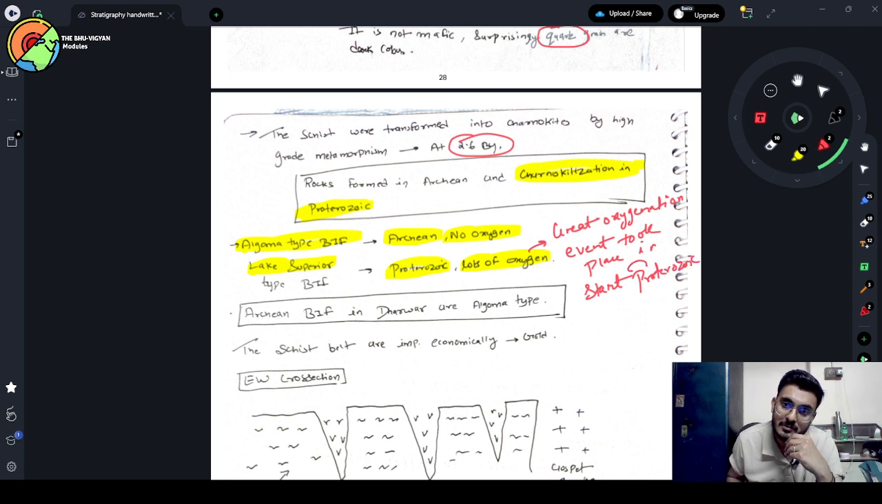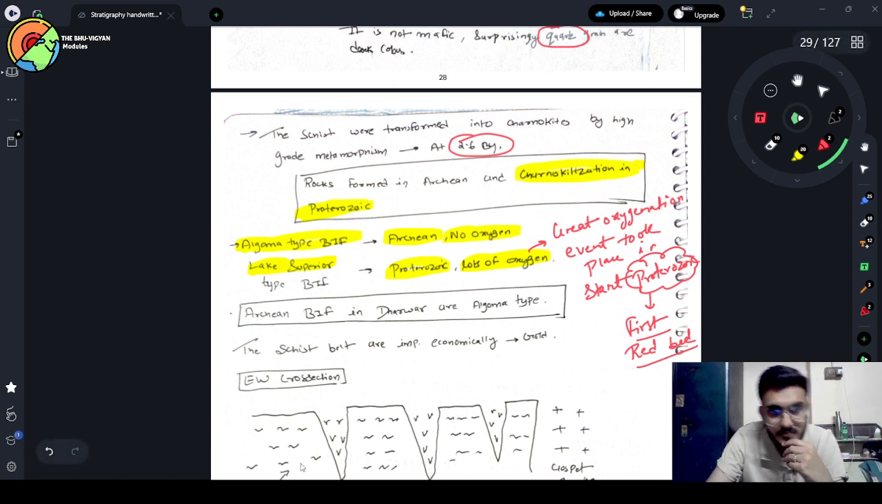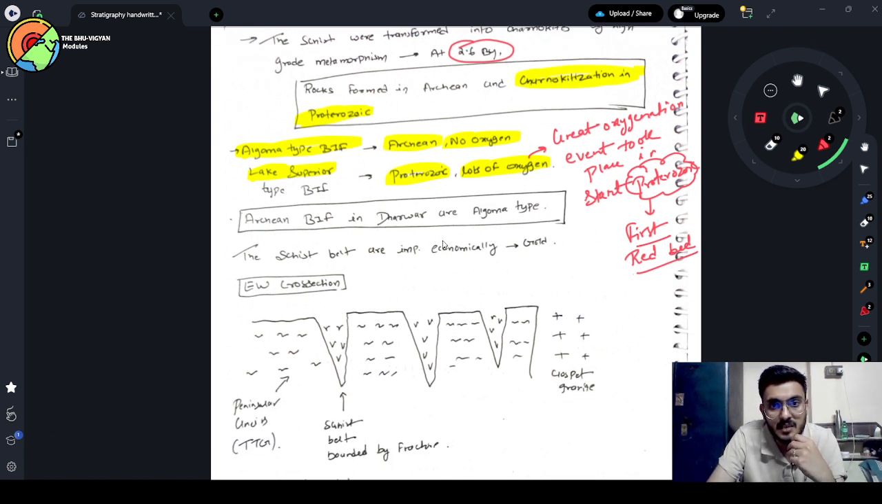So we see the first red bed also. Okay, first red bed also appeared during the Proterozoic time. Now Archean BIF in Dharwar are of Algoma type. So whenever Archean BIF you will see, it is of Algoma type only.